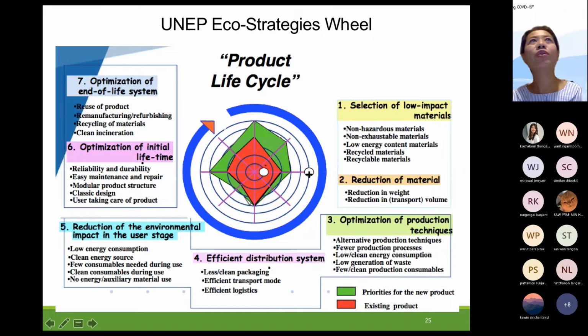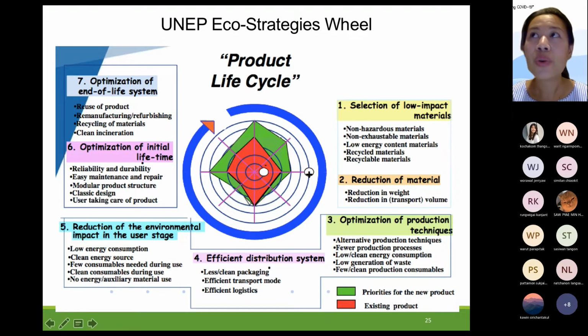Sometimes we can use a different technique for the same product, which may reduce impact. Next is an efficient distribution system. Maybe we have to think about packaging, like less and cleaner packaging. Also, reduction of the environmental impact at the user stage: design the product to save energy.